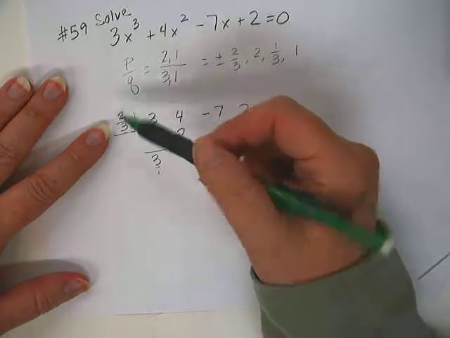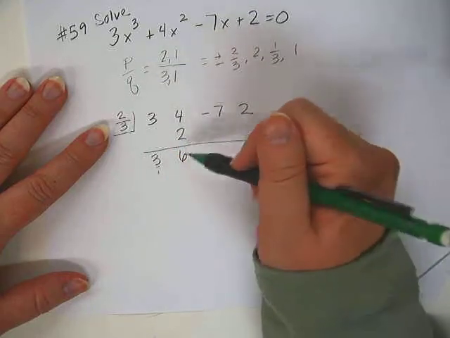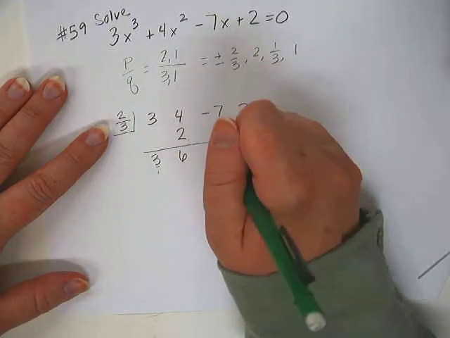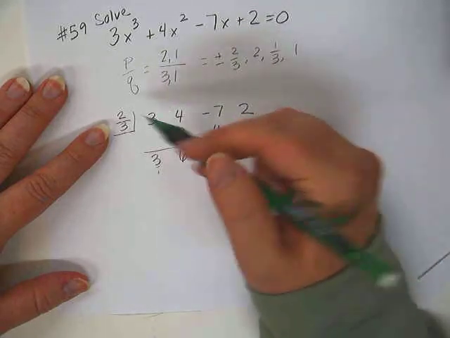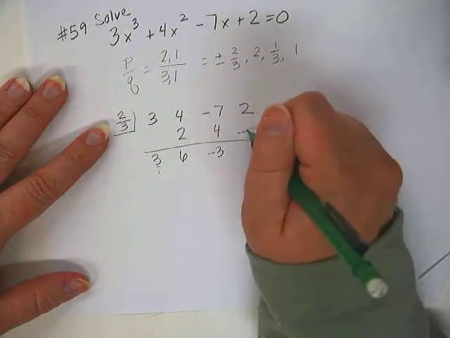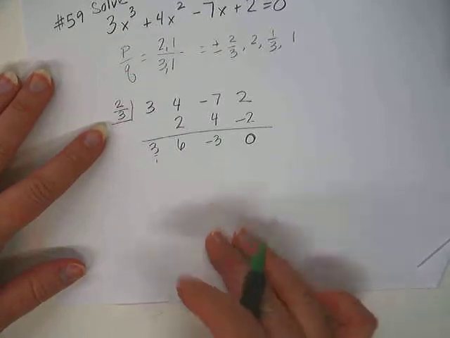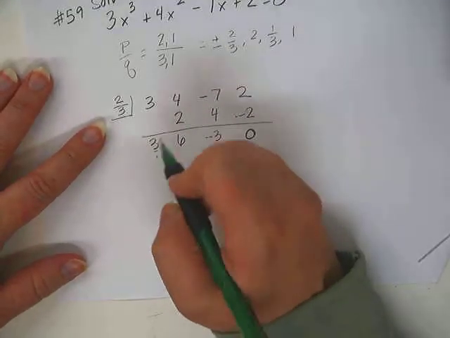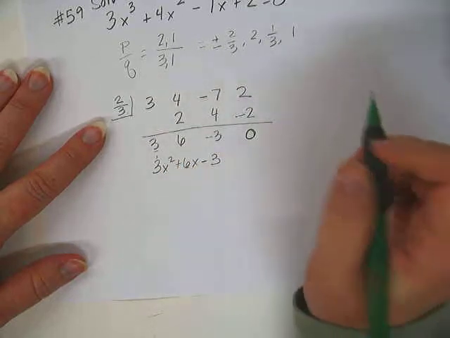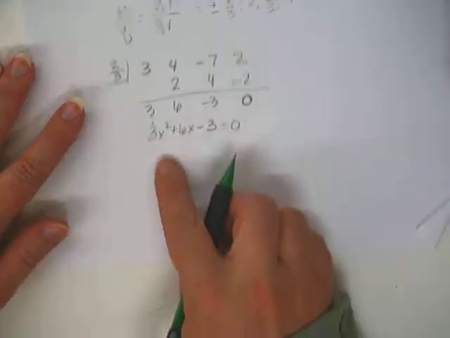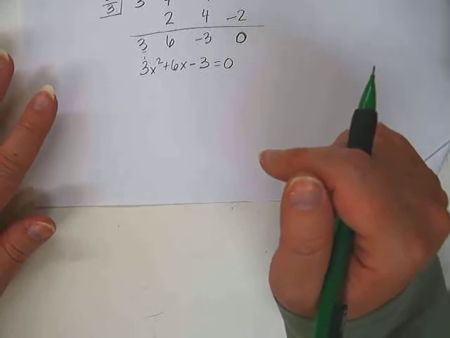Bring down the 3. 3 times 2/3 is 2, because it's like we're multiplying by 3/1. So we have 6 over 3, which is 2. So then 4 plus 2 is 6. So then we have 6 times 2 is 12, divided by 3 is 4. And then negative 7 plus 4 is a negative 3. So negative 3 times 2 is a negative 6, divided by 3 is negative 2, which gives us 0 here. So 2/3 is one of the solutions. That leaves us with 3x squared plus 6x minus 3 that we need to finish solving.